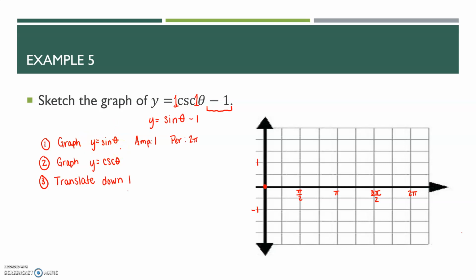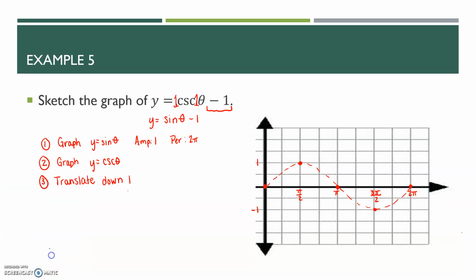So I'm going to have y equals sine of theta, so period of 2 pi. So it starts at 0 and ends at 2 pi. Halfway point is pi. My maximum is at 1 because I have an amplitude of 1. So this would be my graph for y equals sine of theta. I'm going to do it in a dotted line because it's not my final answer.